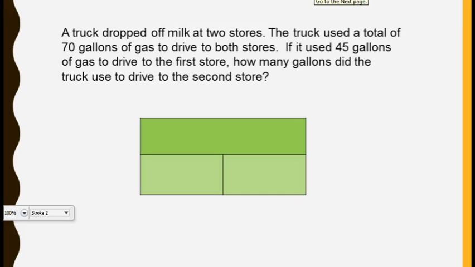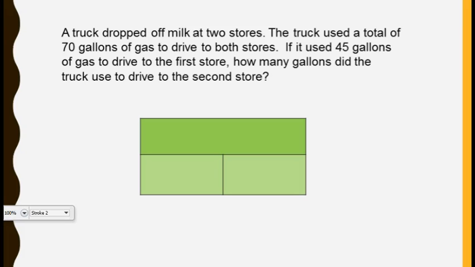A truck dropped off milk at 2 stores. The truck used a total of 70 gallons of gas to drive to both stores. If it used 45 gallons of gas to drive to the first store, how many gallons did the truck use to drive to the second store?